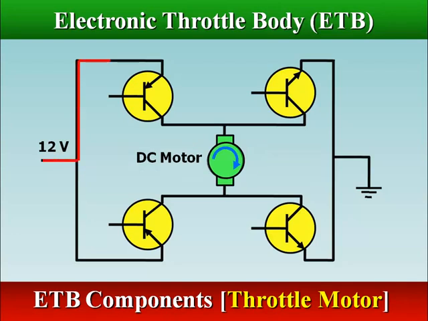An H-bridge circuit is used to control the direction of the DC electric motor of the electronic throttle control unit. To reverse the direction of operation, the polarity of the current through the motor is reversed.